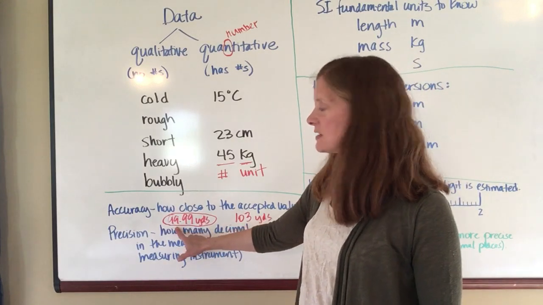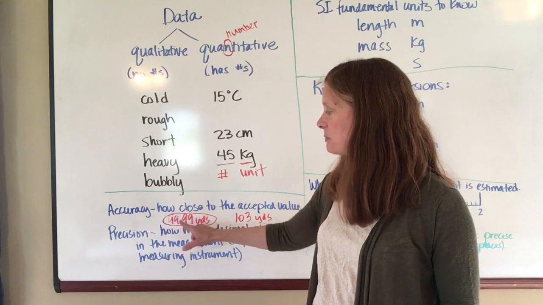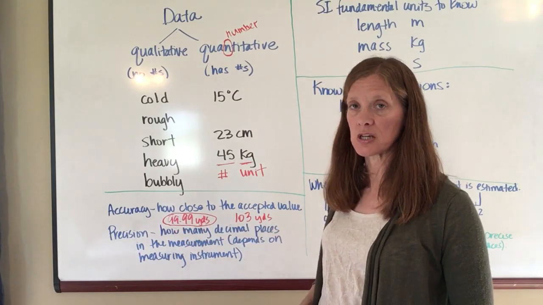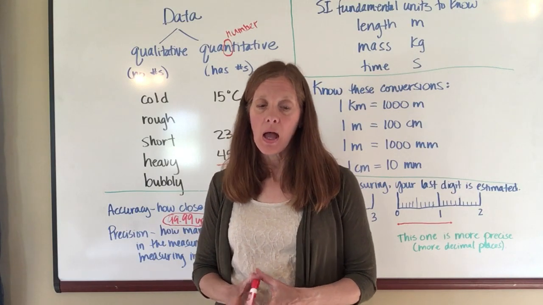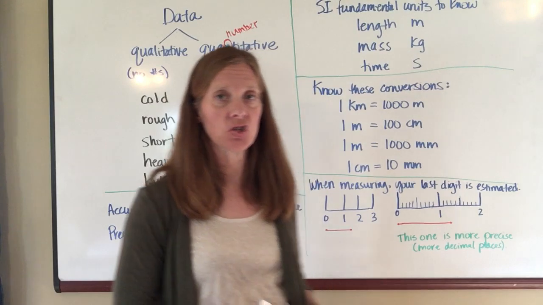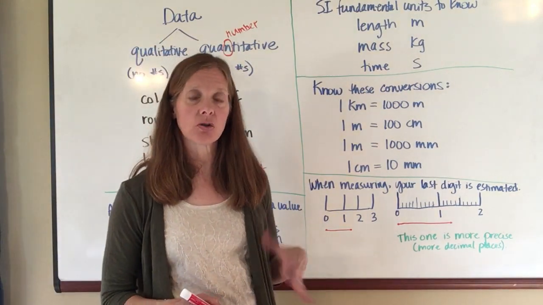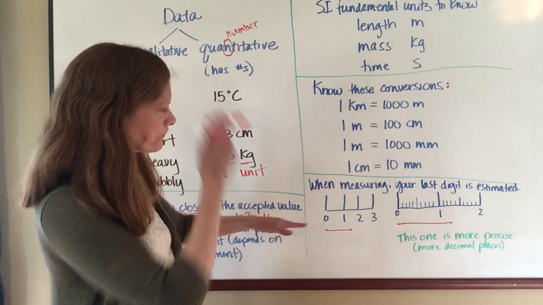So not only is this measurement more accurate, it is also more precise because it has more places after the decimal point. When you make a measurement yourself, you always want to make sure that the last digit you're using is actually estimated. And I'll show you here with a couple of examples what I mean by that.